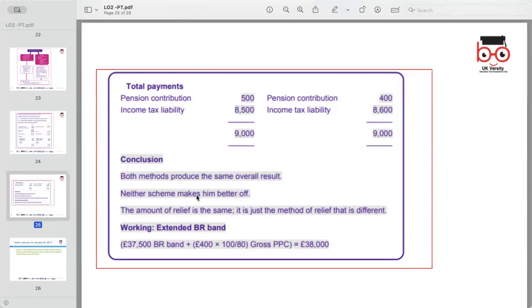In terms of working out the extended basic rate band, it is calculated by adding the basic rate band of 37,500 pounds to his gross pension contribution, 400 pounds multiplied by 100 over 80, resulting in a total of 38,000 pounds. This calculation is important in determining his tax liability.